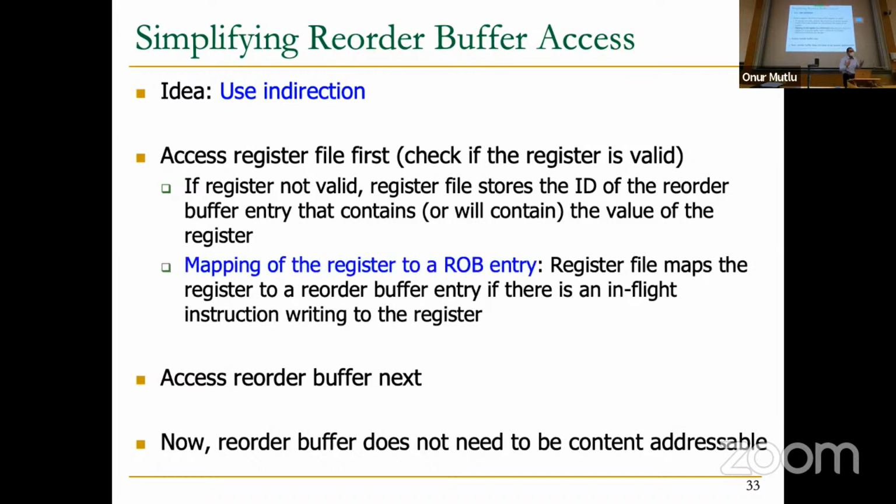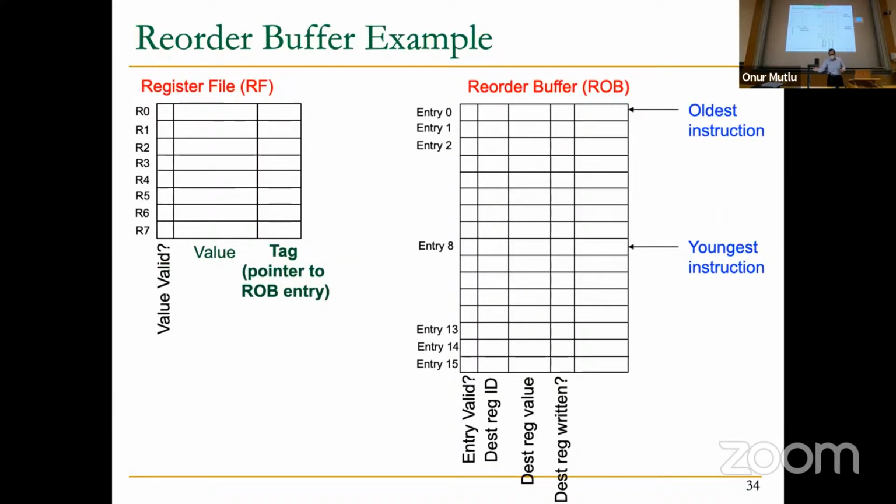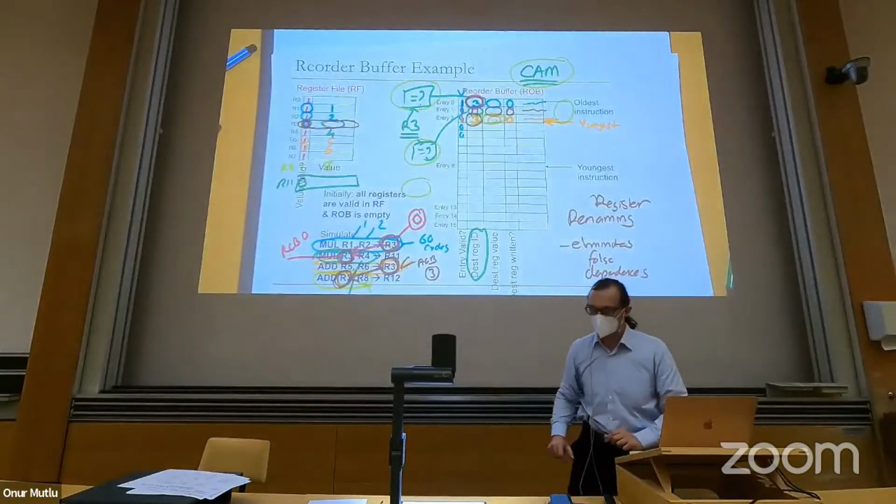Okay, so basically now we've mapped the register to a reorder buffer entry, if there's an in-flight instruction writing to the register, of course, meaning the register is invalid in the register file. Okay, so actually I'll go back to the same example over here. It's not that different. So DocuCam over here, stop sharing over here. Let's see if it works.